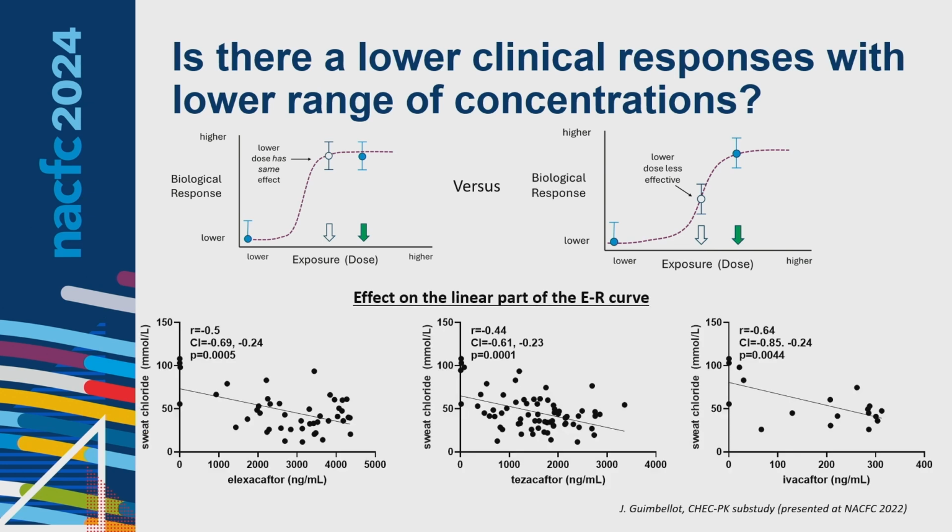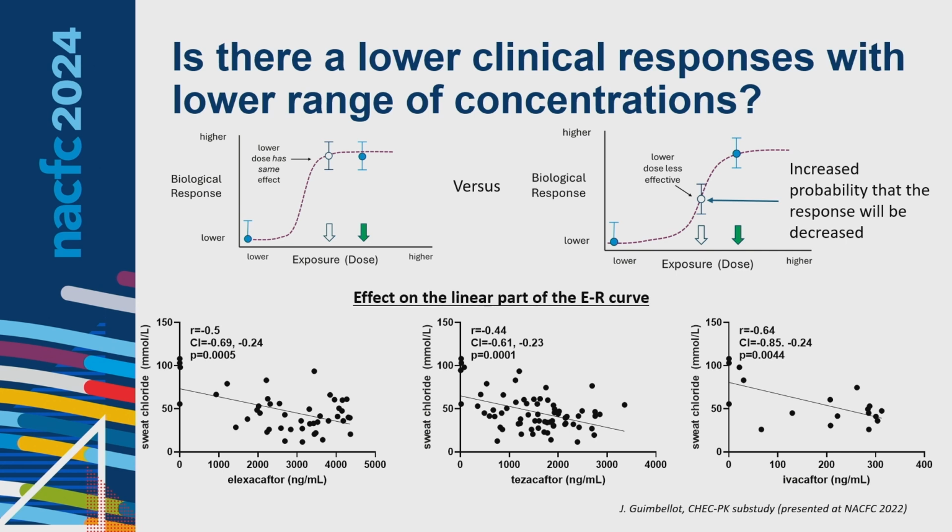And so what I've done here is I've pulled out the data from those concentrations that are on the linear part of the exposure response curve. And this is a study that I actually presented at the CF conference in 2022, from a pharmacokinetic sub-study of the Czech study. And we do see a clinically relevant association between the concentration and response, and it is statistically significant. And we've performed a number of sensitivity analyses as well. And we do, in fact, see that the lower the concentrations are, the worse outcome is for sweat chloride.